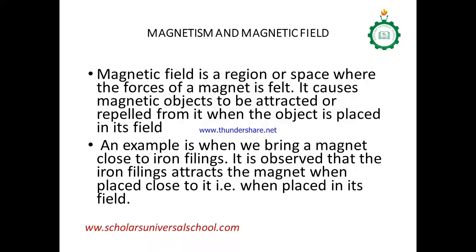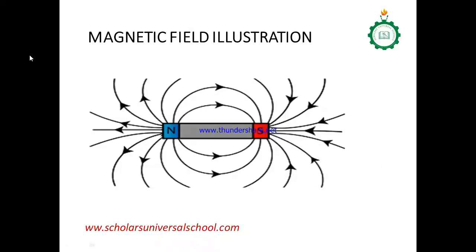We have an example here, when we bring a magnet close to iron filings. It's observed that the iron filings are attracted to the magnet when placed close to it. It's a normal example we do try. Even when we bring the magnet close to the iron filings, there will be forces of attraction. That means they are placed in the magnet's field. So this is an illustration.